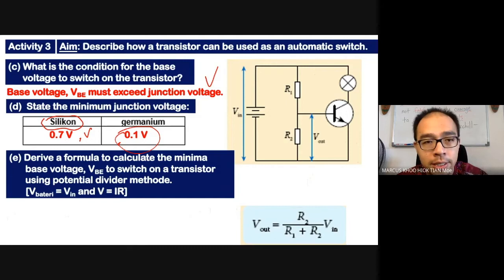But what we know is that there is a minimum junction voltage for silicon and a minimum junction voltage for germanium. Generally, in every question, we will usually refer to silicon. So it's better to remember this: 0.7 volts.